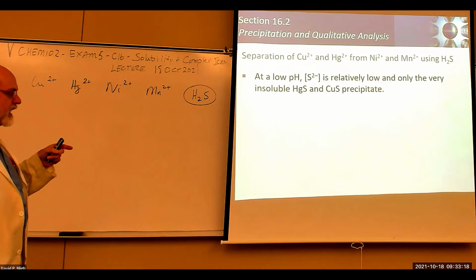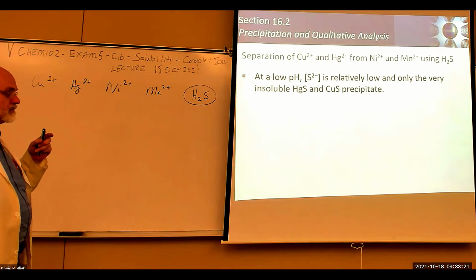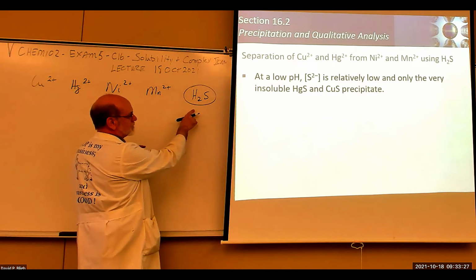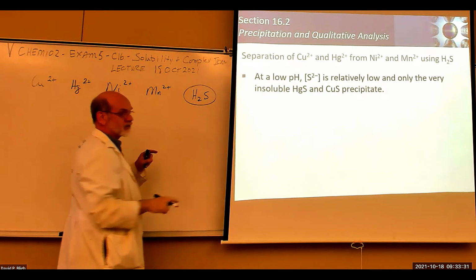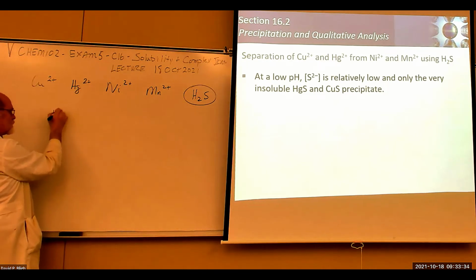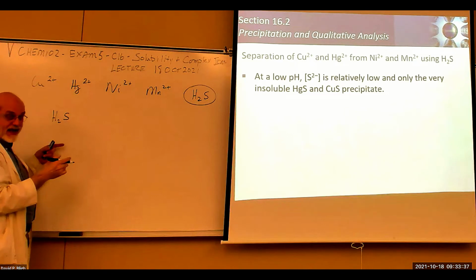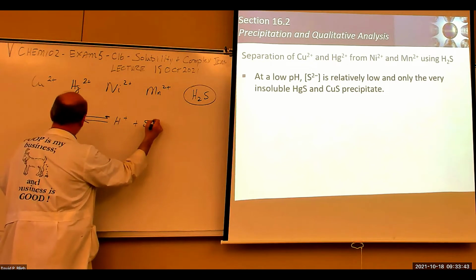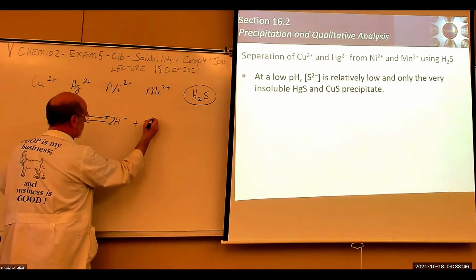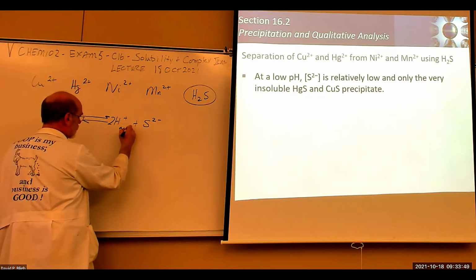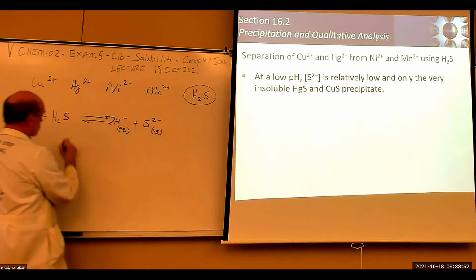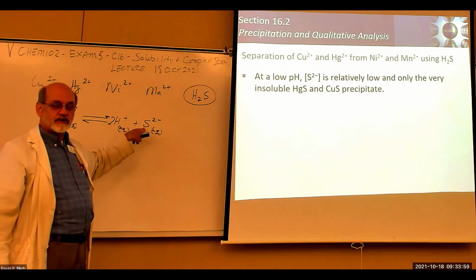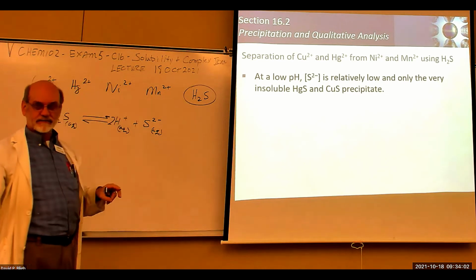So at low pH, sulfide is relatively low. If we have low pH, then the sulfide ion concentration is very low. Why is that? Because in solution, hydrogen sulfide is a weak acid. So it produces this plus this, 2 of these, and that. Okay, these are in solution. Actually, this is dissolved in solution too. But we produce, and this is the ion that you need to precipitate some of these metals.